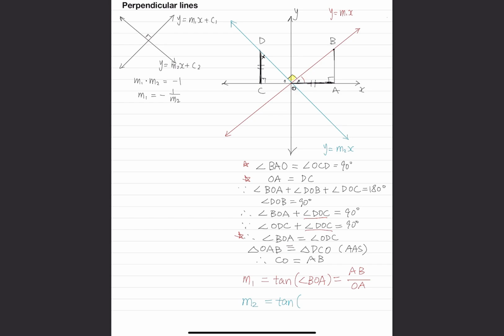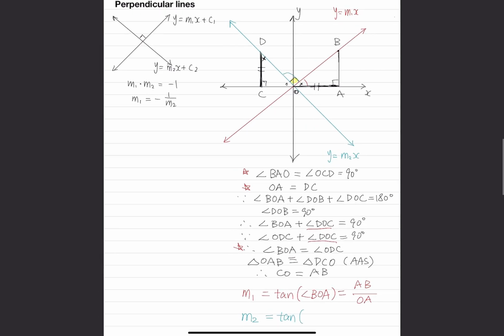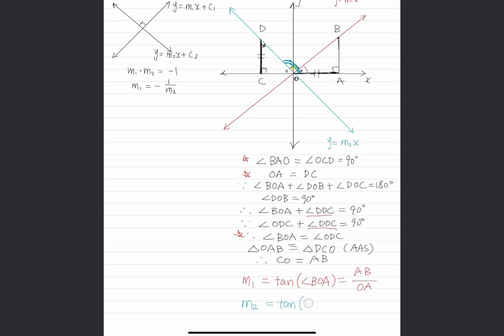Okay. Now here there's something that you also need to remember, which is, firstly, the angle that we refer to is always the angle that is formed by the straight line and the positive direction of the x-axis, which means this angle is the one that we refer to. So this angle is going to be angle DOA.